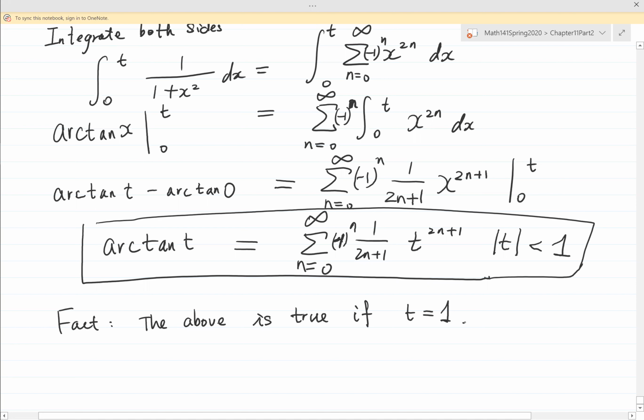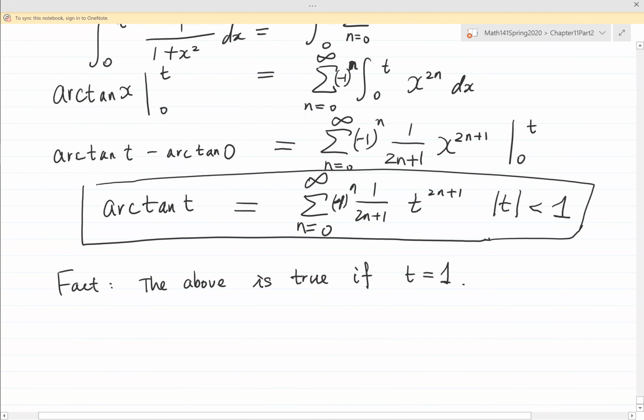Now let's see what happens at the boundary. Anything can happen at the boundary. Very often at the boundary, really interesting things happen. So let's see what happens when t is 1. Plug in on the left side: arctan of 1, which is pi over 4.